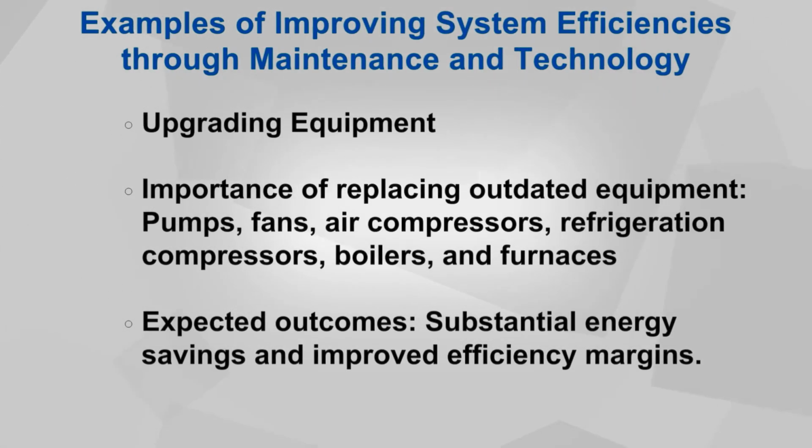Examples of improving system efficiency through maintenance and technology. Let's look at some specific examples of how maintenance and technology can improve system efficiencies. Replacing outdated pumps, fans, air compressors, refrigeration compressors, boilers, and furnaces with more efficient models can lead to substantial energy savings. These upgrades often have significant efficiency margins.